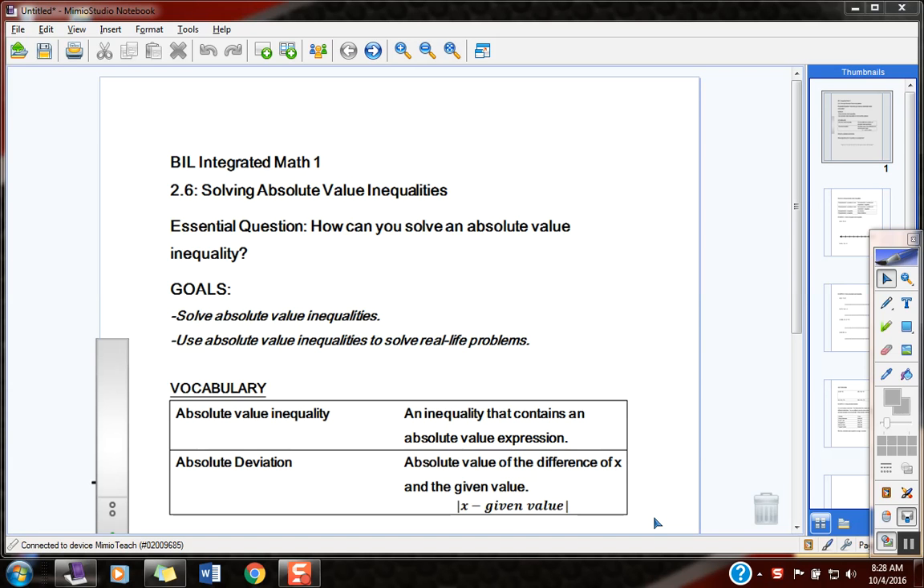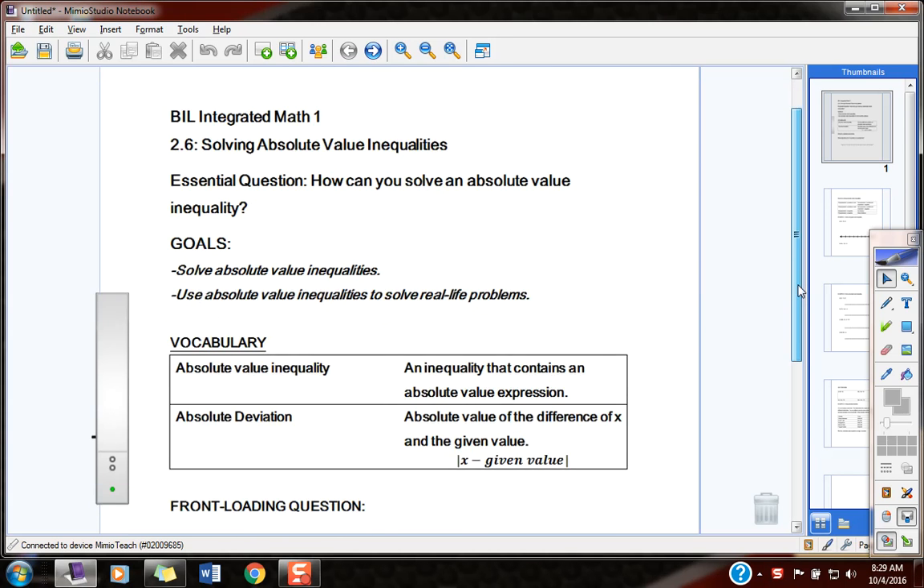2.6 here, guys. We're going to start looking at solving absolute value inequalities. We spent a lot of time in the last chapter looking at absolute value equations. And today we want to take that concept and move it over into relating it to inequalities. So, essential question here today, how can you solve an absolute value inequality? In order to answer that question, we need to be able to solve absolute value inequalities and use absolute value inequalities to solve real life problems.